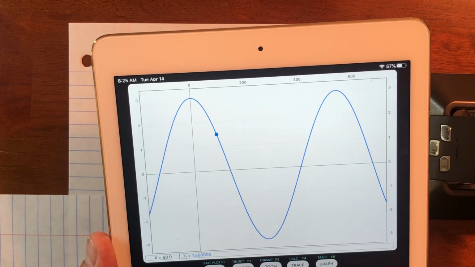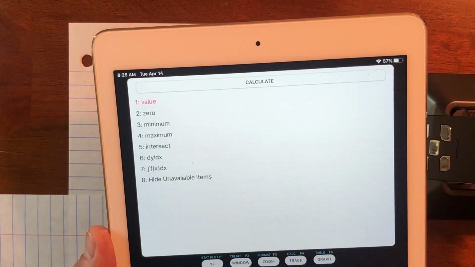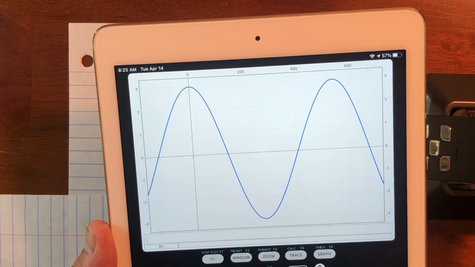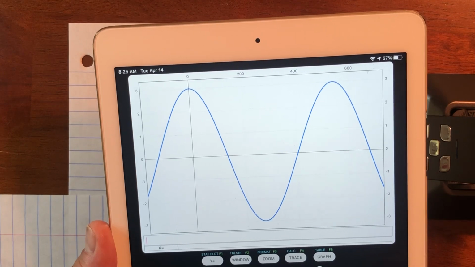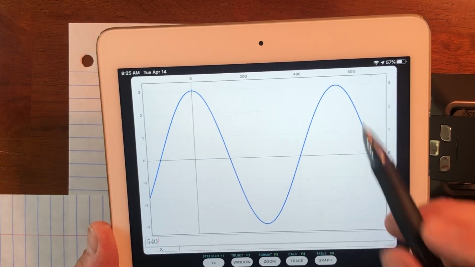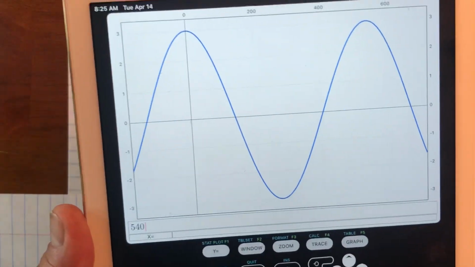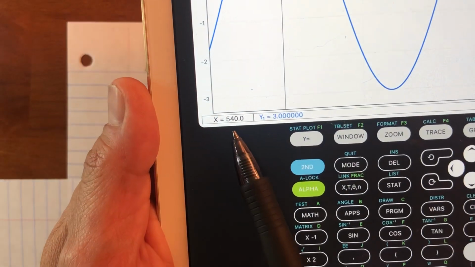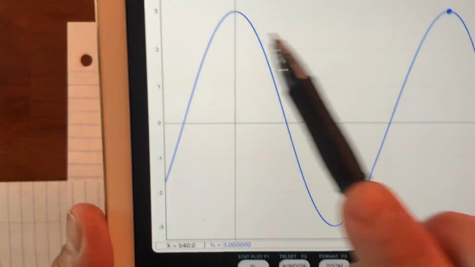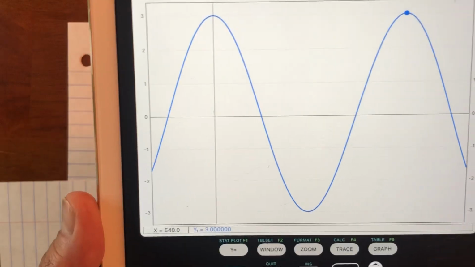So I'm going to hit second and calculate a value. And I'm going to choose, what did we just say? 540. If it says that that's equal to 3, then we know we got it right. Yeah, 540 gets us right up to the top. So that's one full rotation.